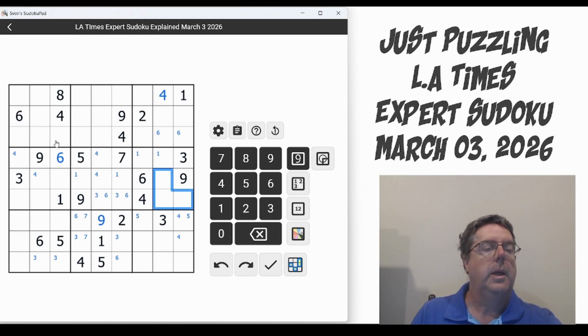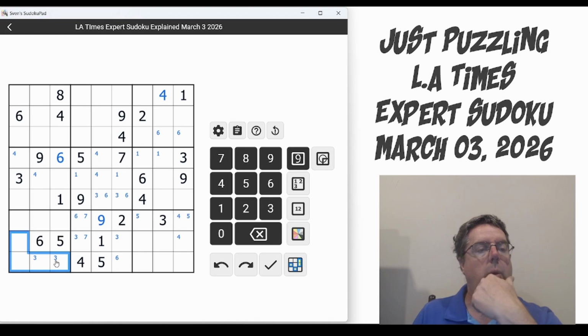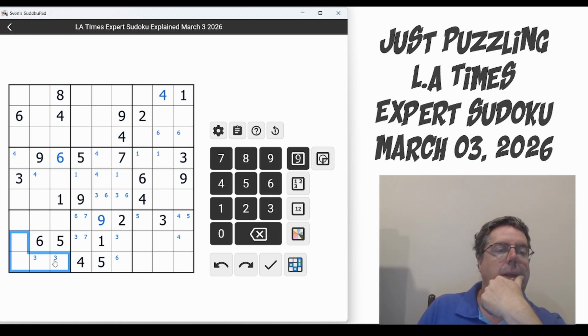9 can be here, here and here. 9 can be here, here and here. 2, 9, 2 and 3. I'm just one short of knowing what that is. 8's there. 8's there. 4, 9, 3. 3 there, 3 there. So 9's there. 5 and 7 don't matter. 6 is over there. 3's there. 9 and 6 are there.